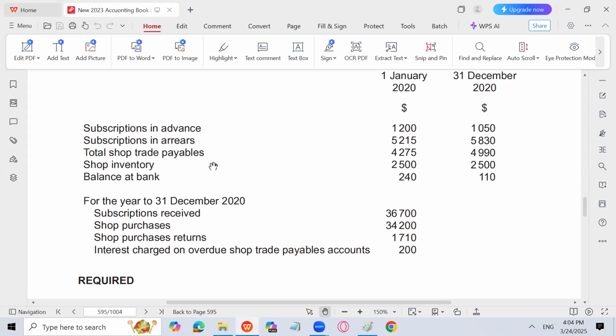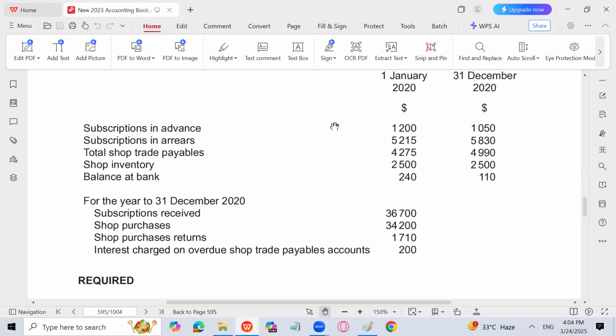Two things are very important, and I have discussed them all through this topic. If opening or closing inventory is given in the question, we have to prepare the shop trading account to find shop trading profit. Secondly, if opening or closing trade payables are given, we have to prepare the purchase ledger control account, PLCA, to find credit purchases. And if credit purchases are given, then maybe there is some other missing expense which you need to find by the preparation of PLCA.